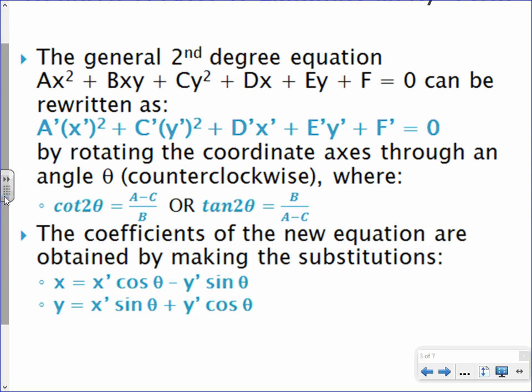What's going to happen is we've chosen these x and y substitutions so that when we plug them in up here, the xy term will disappear. Did you notice that? From here to here, we lose that xy term. Now, all of these coefficients will be different, which is why there's primes on them. But essentially, we're using these x and y substitutions so that the xy term will go away and we can graph our conic on a rotated axis.